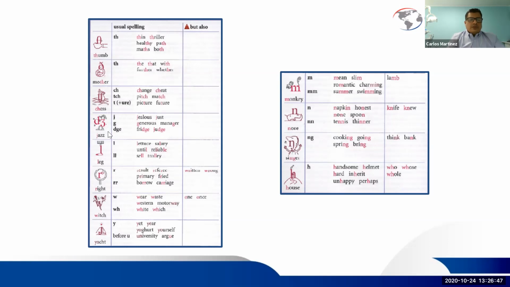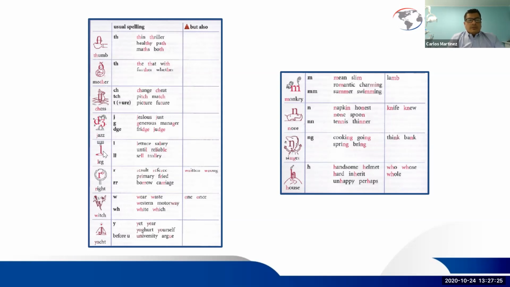Okay, then we have the sound of the word jazz. It's like d-jazz. It can be represented by the letter j, by the letter g, or the combination dge. Like you don't say "yealous," you say "jealous," just. The G: generous, manager, or fridge, and judge. So normally these three combinations make this sound.